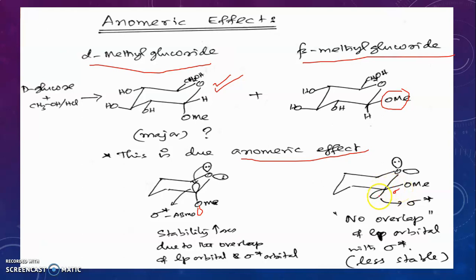Are you able to understand? Therefore, this conformation is less stable. Are you clear? So among these two, which is more stable? The axial one, also called alpha methyl glucoside, is more stable than beta methyl glucoside.